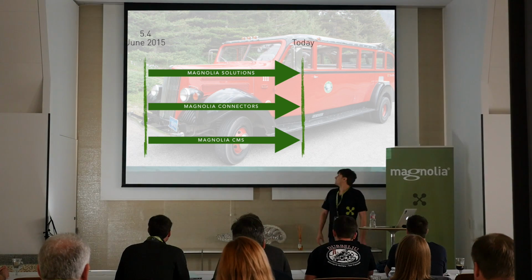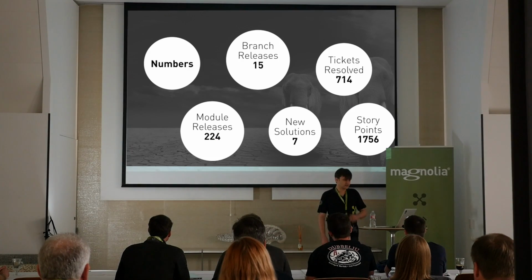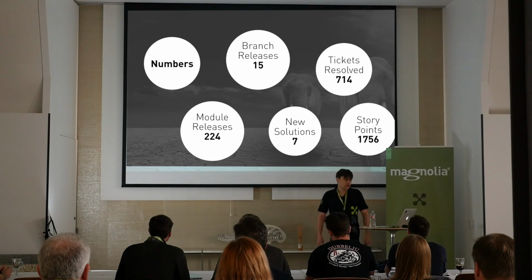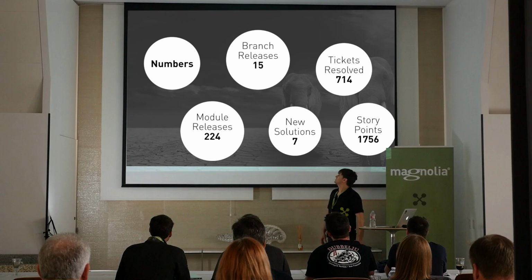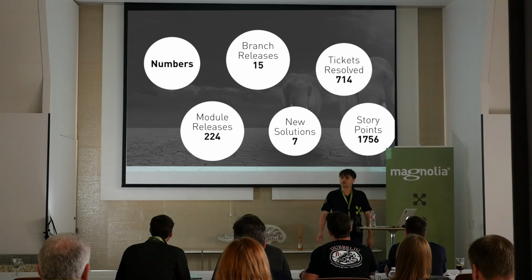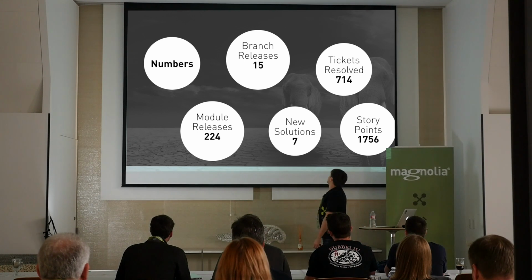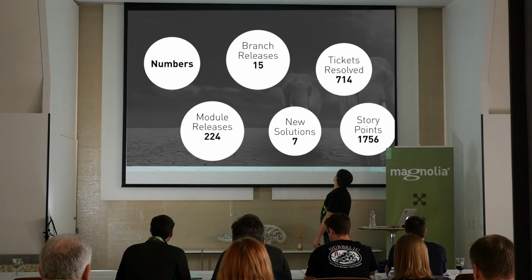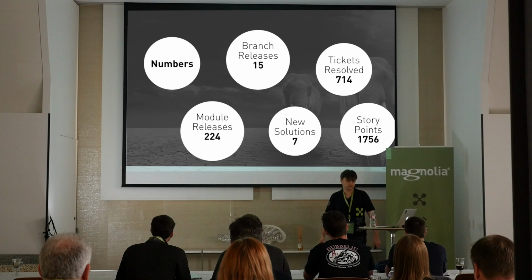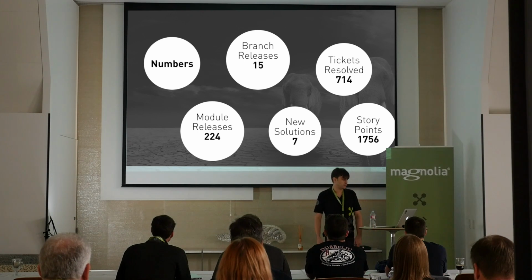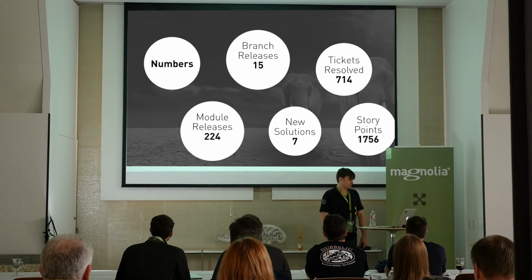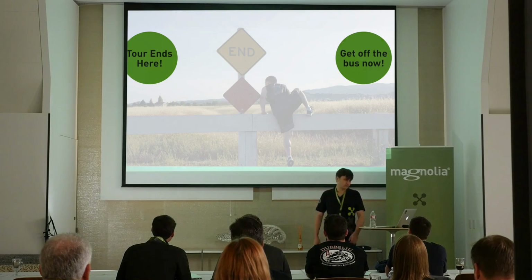Okay. I love numbers, so one last summary of that thing. In numbers, we did about 15 branch releases over the last 12 months. We released over 220 modules for you. We provided you with 7 new solutions, resolved over 700 tickets, which were worth 1,700 story points, whatever they might be. And that's about it. So, end of the tour, part 1.